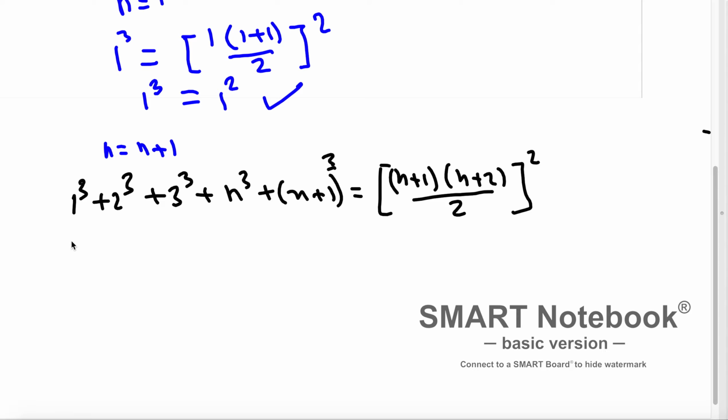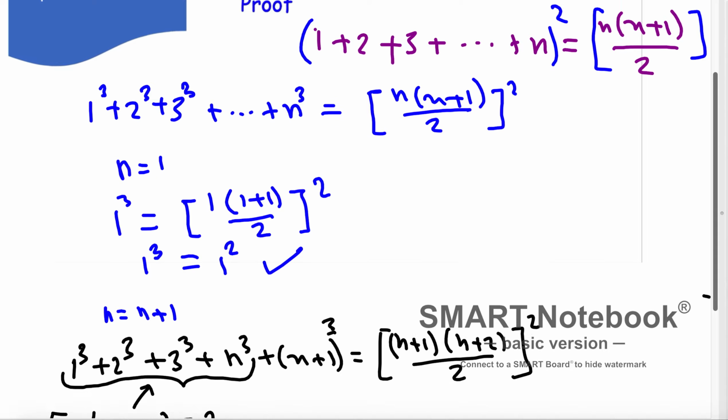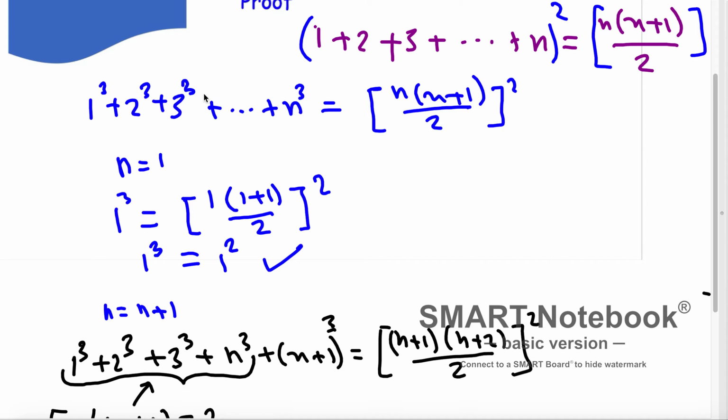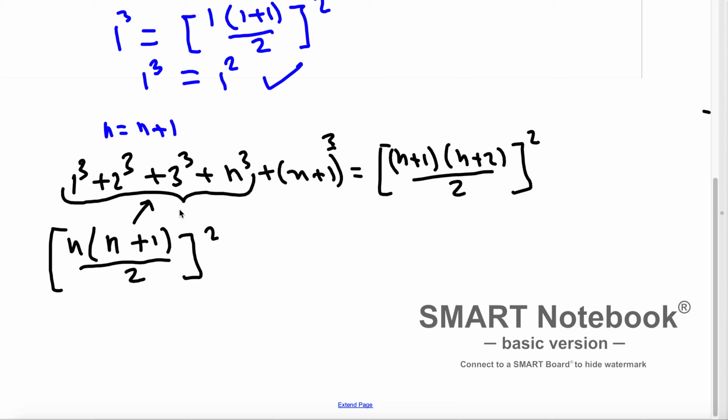Okay, we are in this situation. But one thing we have: we already know this equation, just this part of the equation, 1 cubed plus 2 cubed plus 3 cubed plus ... plus n cubed. This was equal to n times (n plus 1), divided by 2, squared. We already see this at the top: 1 cubed plus 2 cubed plus 3 cubed plus ... plus n cubed is equal to n times (n plus 1) divided by 2, squared.